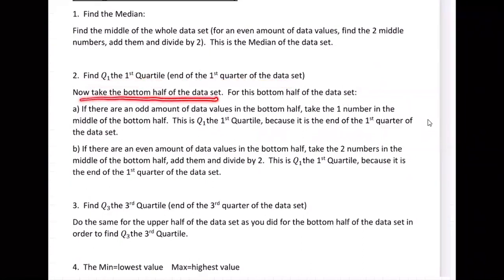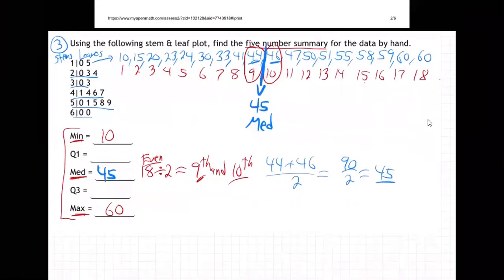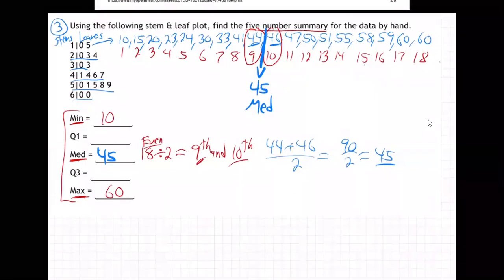Now take the bottom half of the data set. For this bottom half, if there's an odd number, do this; if there's an even, do that. So we have to look at the bottom half of the data set. What's the bottom half? Well, if that's the middle right there, then this is the bottom half of the data. It goes right up to the middle.